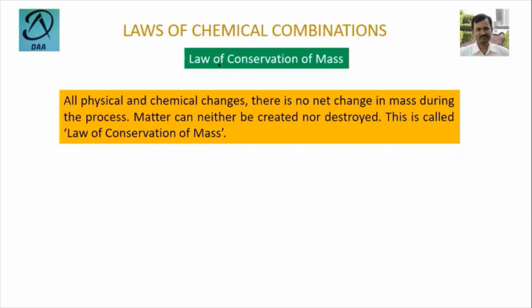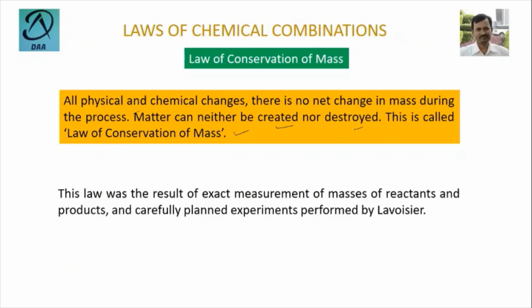So the law of conservation of mass: in all physical and chemical changes, there is no net change in mass during the process. Matter can neither be created nor destroyed. This is called the law of conservation of mass. This law is the result of the exact measurement of the masses of the reactants and products, which was carefully performed by the scientist Lavoisier.